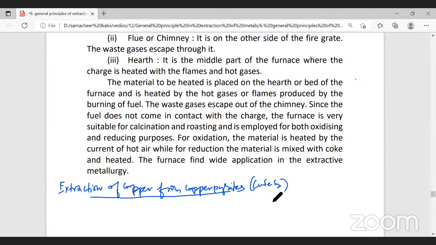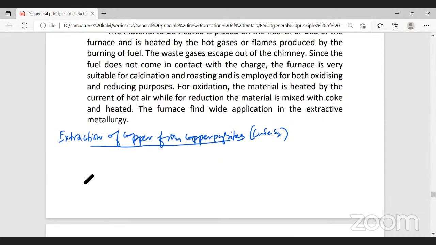Now, what is the first step in the extraction of any metal? The first step in the extraction of any metal is the pulverization process, that is, powdering. That is a common process. Once that is done, the next step involved is concentration. I clearly explained what concentration is. Concentration is nothing but increasing the percentage of the metal in the ore.